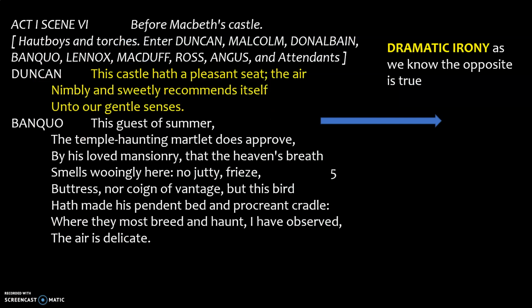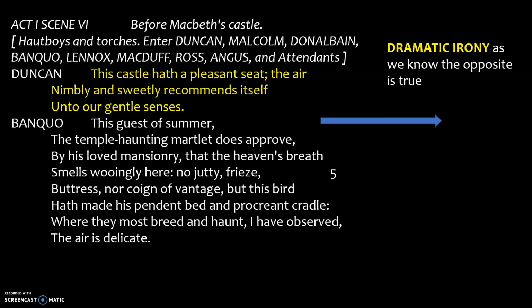So Act 1, Scene 6. Before Macbeth's castle, it says there, and there's the list of everybody who's there. And it starts off with Duncan saying, "This castle hath a pleasant seat. The air nimbly and sweetly recommends itself to our gentle senses." Essentially saying, everything seems really nice. It's very pleasant, this castle. It seems like a really nice place.